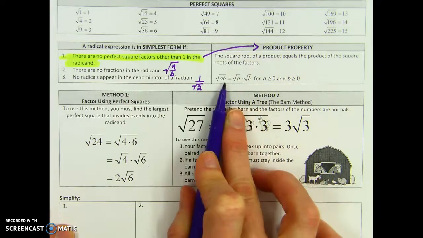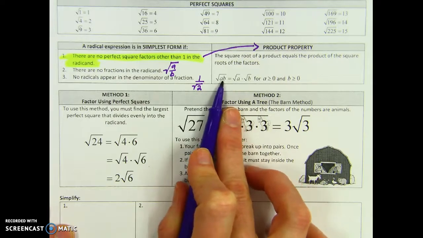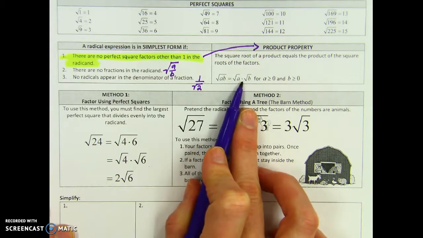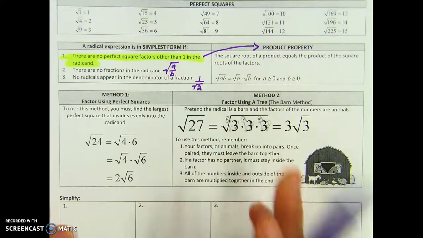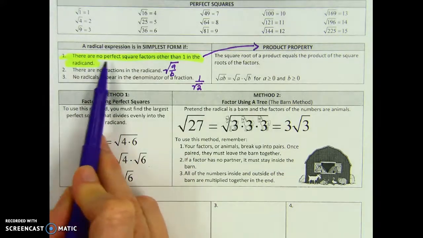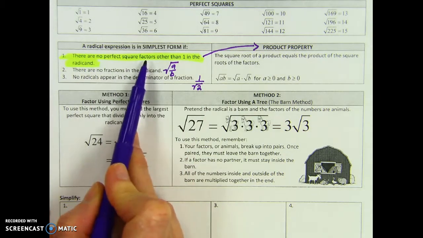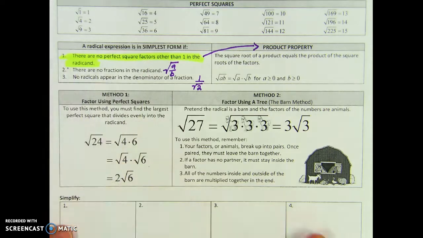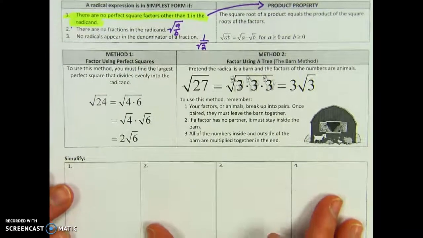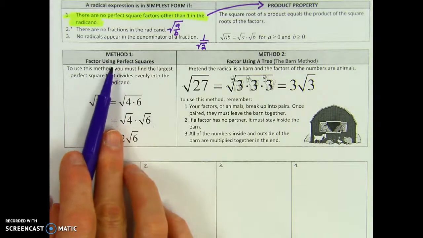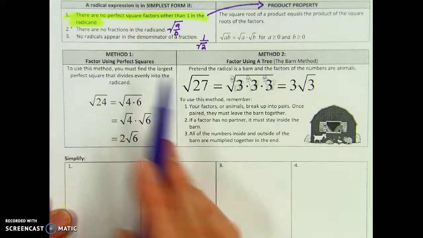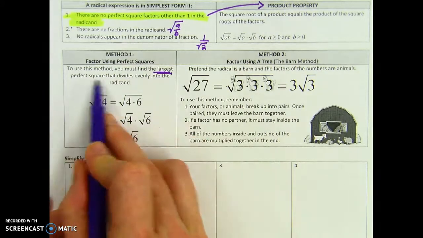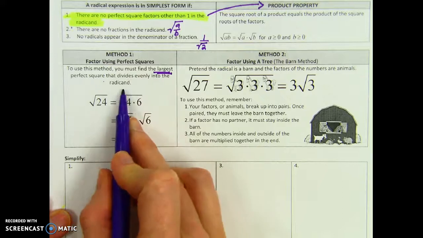And I like to think of this property as if the number is put together, you can break a number apart, or if a number is broken apart, you can put it back together. But for right now, we're just going to stick with the simple. We're going to try to make sure there's no perfect square factors other than 1 in the radicand. Now, there's two methods to accomplish this. Method 1 is factor using perfect squares. To use this method, you must find the largest perfect square that divides evenly into the radicand.